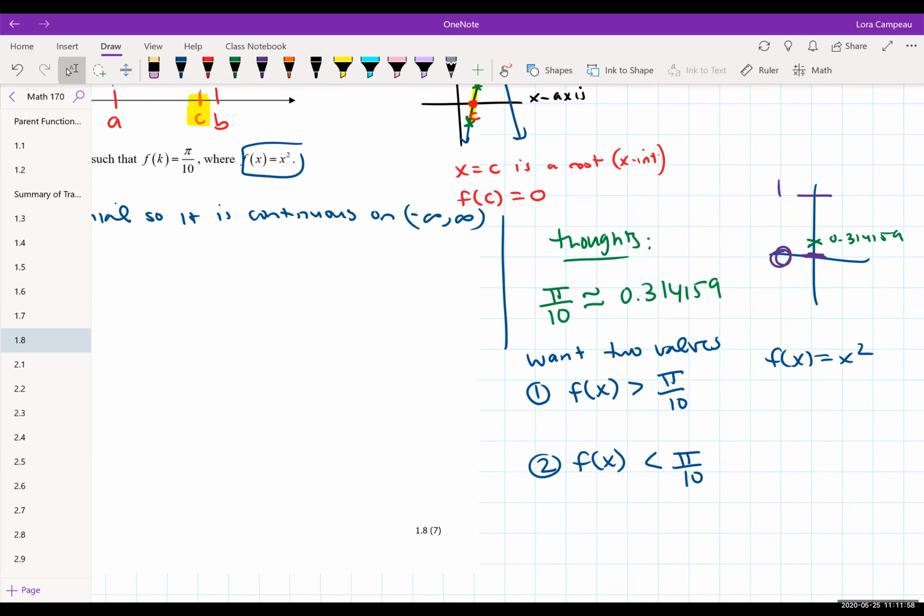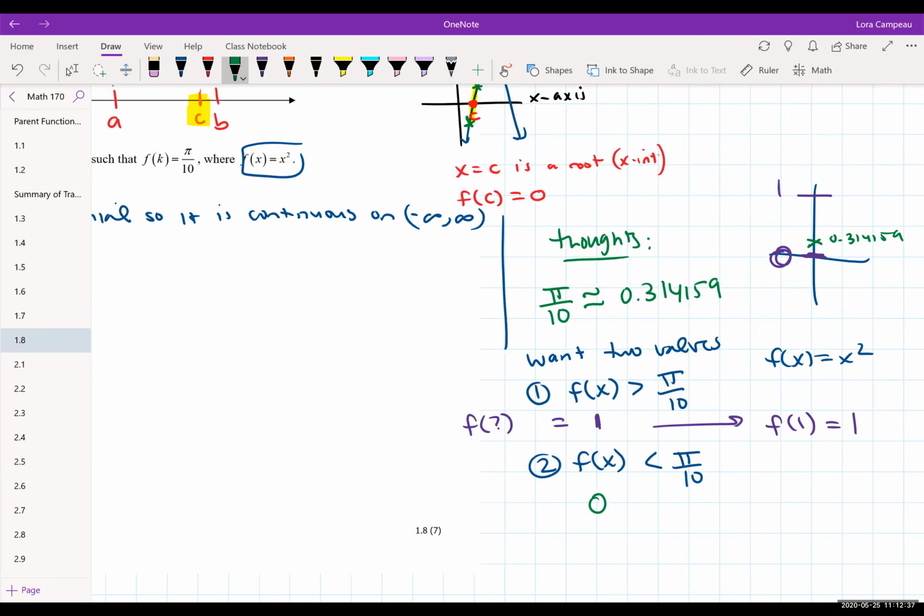So I care about something that's bigger than pi over 10. That would be the y value of 1. And I have to think a little backwards. If y equals x squared, then in order for me to get a 1 back, I have to look at f of what equals 1? Well, 1 squared. So here's my first one: f of 1 equals 1. That's bigger than pi over 10. And what's smaller than pi over 10? I want my y value to be 0.